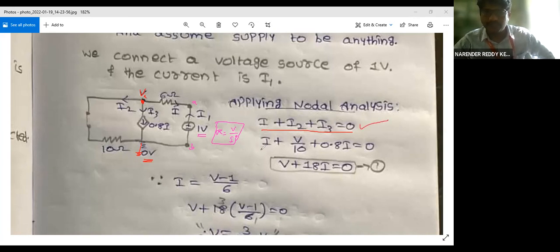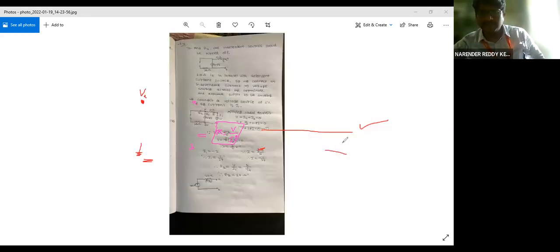So what's the next thing to do? What is the value of current I am going to get here? What is I? I is the current flowing through the 6 ohm resistor. And what is the value of I2? VA minus 0 by 10, which we wrote as V by 10. And what's the current for this? This is a current source, already given as 0.8 I. So since it's a current source, I can directly write it in terms of 0.8 I. Is this clear for everyone? Is the equation okay up to here?